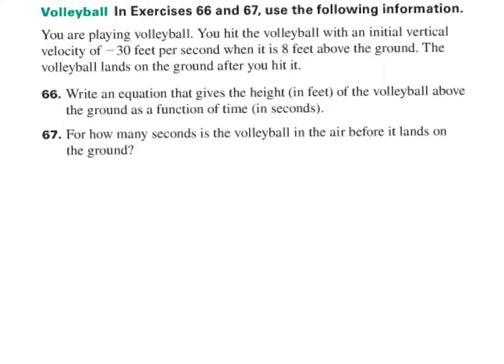Okay, so we're playing volleyball and we hit the ball with an initial velocity of 30 feet per second. I'm going to highlight that and write down velocity. By the way, it's negative 30 feet per second, because we're going to hit the ball downward. Imagine we're playing volleyball; it sounds like we're going to spike it down. And it's when the ball is 8 feet above the ground. That is our initial height, h sub o. The volleyball lands on the ground after you hit it.